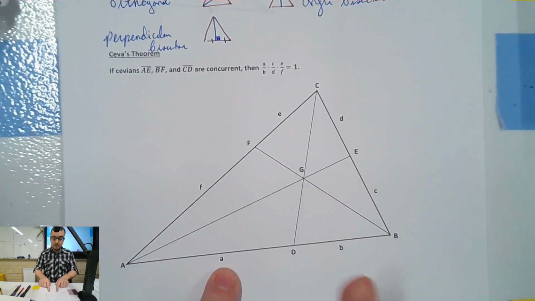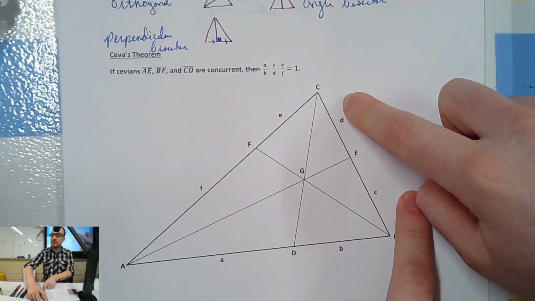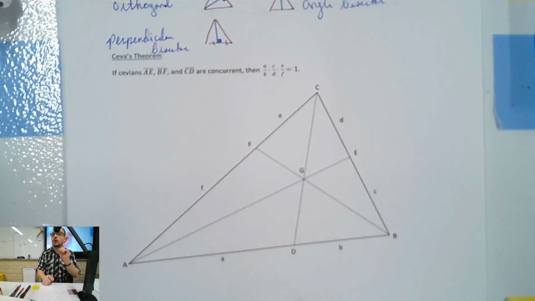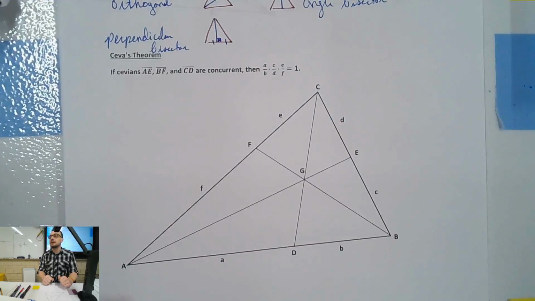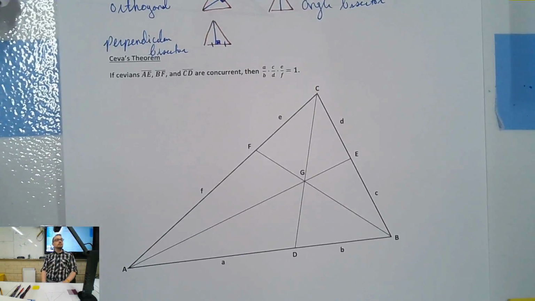A over B times C over D times E over F will equal 1. So if all these cevians are concurrent, when you multiply all these together, you're going to get 1. We're going to prove that.